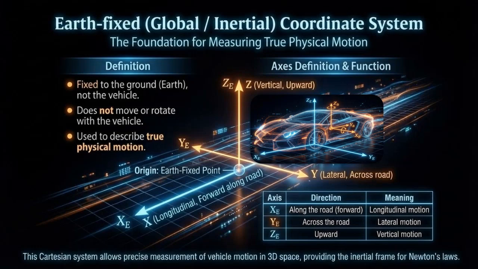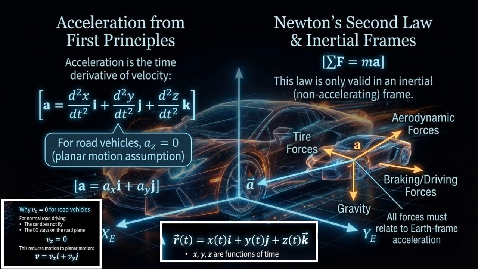In this frame, the x-axis points forward along the road, the y-axis points across the road, and the z-axis points upward. This fixed coordinate system is used to describe the true motion of the vehicle in space. The vehicle's position is described by the location of its center of gravity. This position changes with time and is written as x(t), y(t), and z(t) in the Earth-fixed frame. Velocity is the rate of change of position with time.